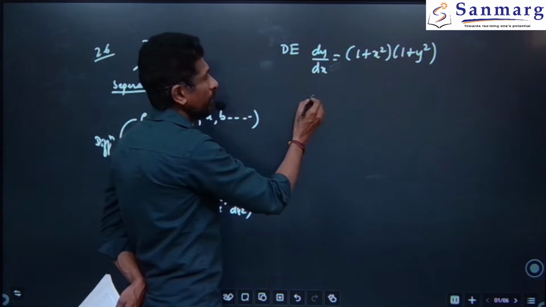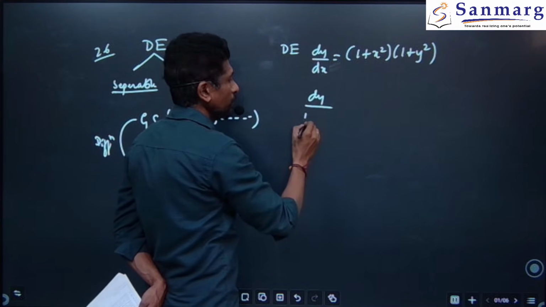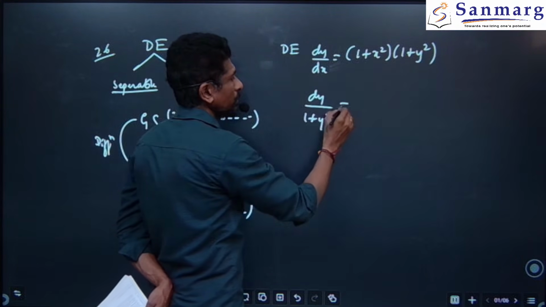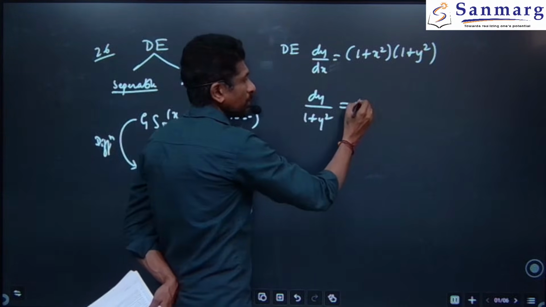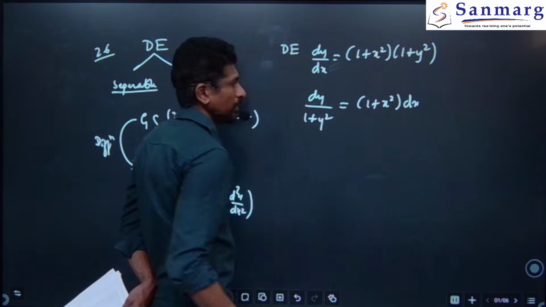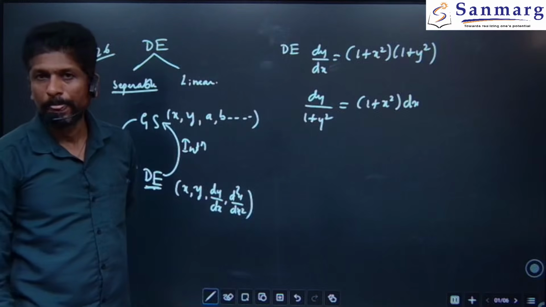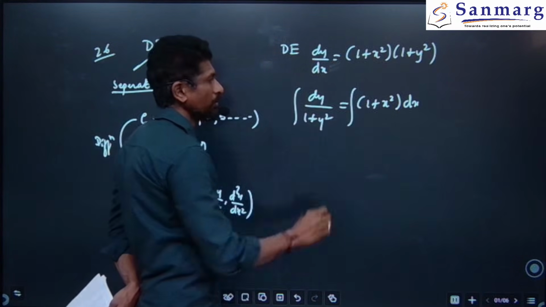Now separating the variables, the dy as it is, take 1 plus y square on the LHS becomes divided by 1 plus x square. Take the dx to the RHS, meaning 1 plus x square will be as it is, and dx. Now the variables are separated. By separating the variables you have to integrate the y and x functions separately.